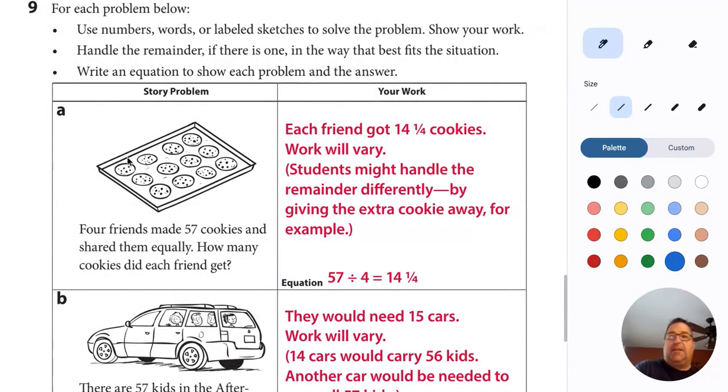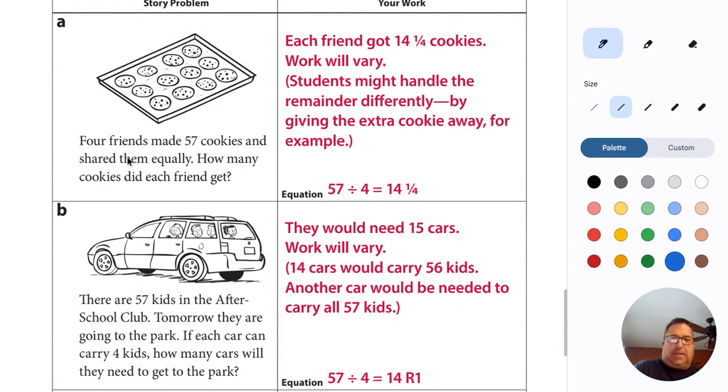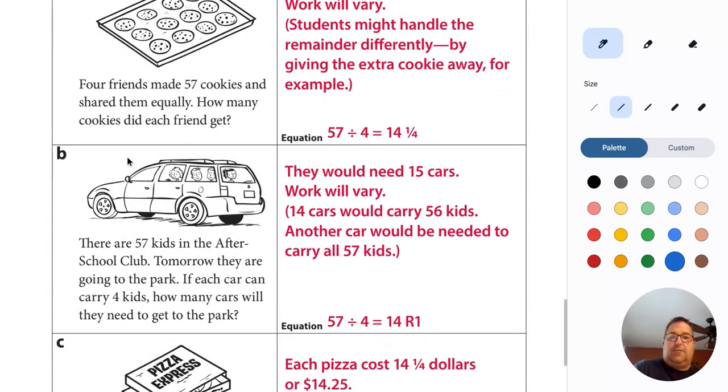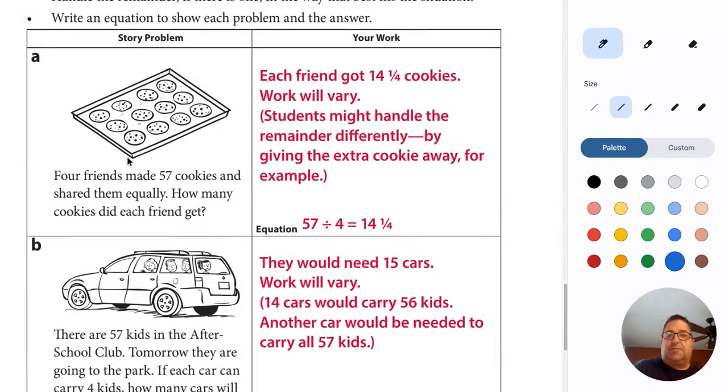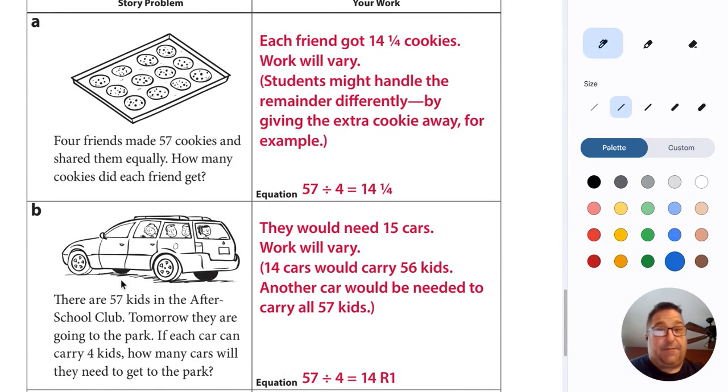All right, last page, we have some story problems. And we actually found out we're kind of solving the same problem 3 times. All 3 of these problems are basically 57 divided by 4, but it's going to be, what do we do with the remainder? So let's look at A real quick. 4 friends made 57 cookies and shared them equally. How many cookies did each friend get?